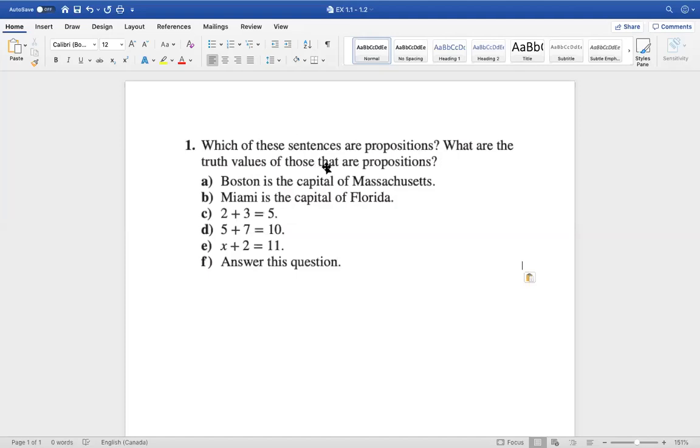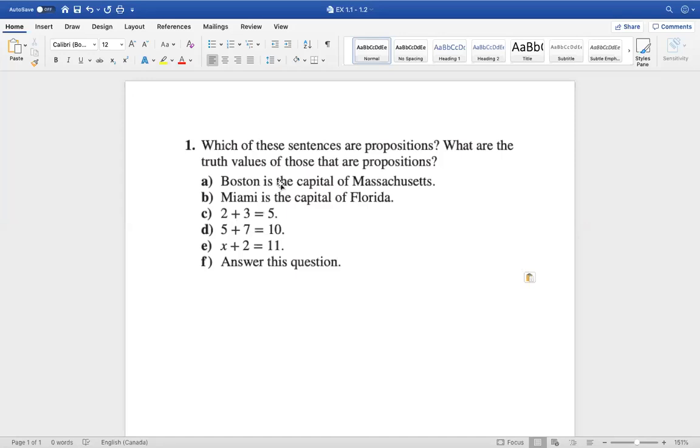First of all, if you have a chance, go through the slide. A proposition is something that is either true or false. Let's do the A part. If I say Boston is the capital of Massachusetts, this statement is either true or false, right? There is no in-between value. It has to be either true or false. So we say that this statement is a proposition.